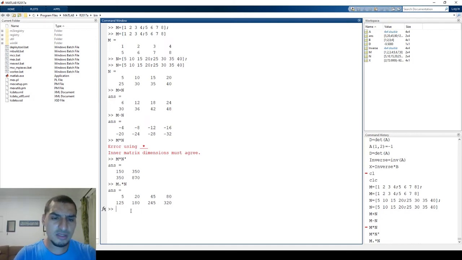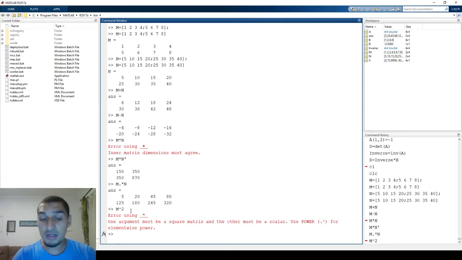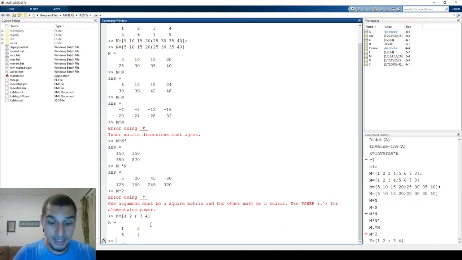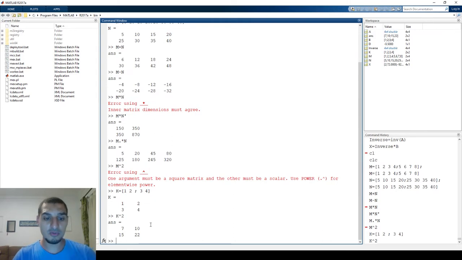One other thing is raising a matrix to a power. So if for instance I want to raise matrix m to the power of 2, it's not going to be possible, because it is multiplying m by m. So this will work for a square matrix. So if I define a matrix K, which is 1, 2, 3, 4, I can do k power 2 because it's a square matrix 2 by 2 multiplied by 2 by 2, so the product will be 2 by 2, and the inner matrix dimensions agree.